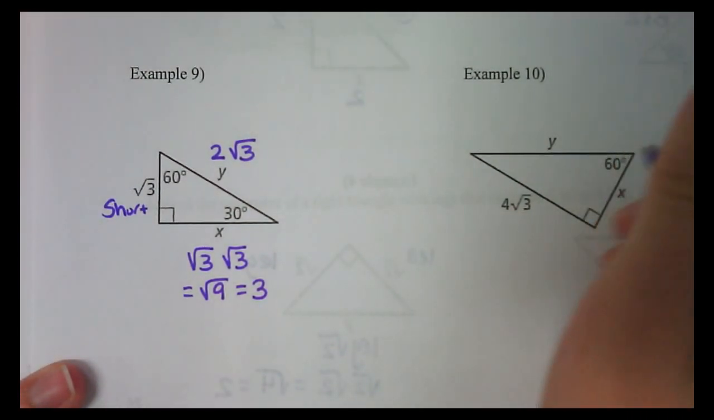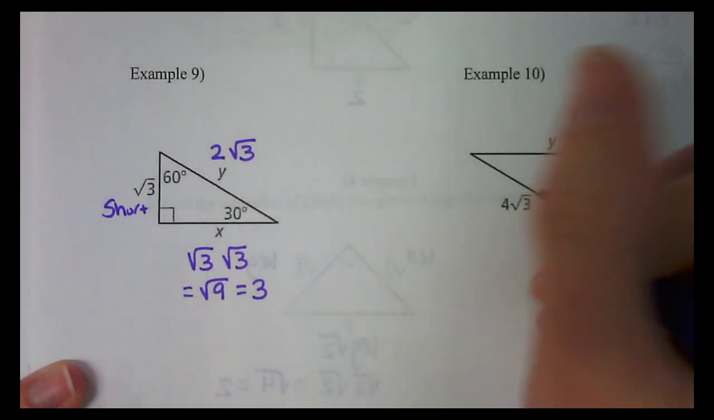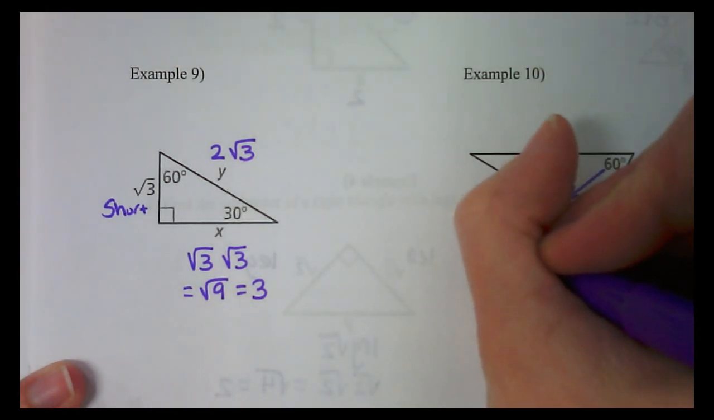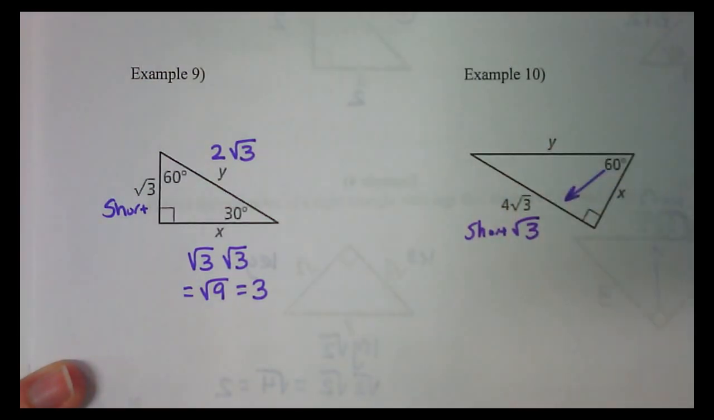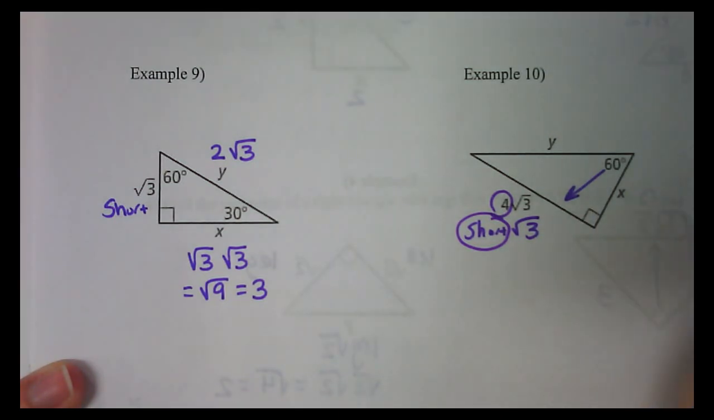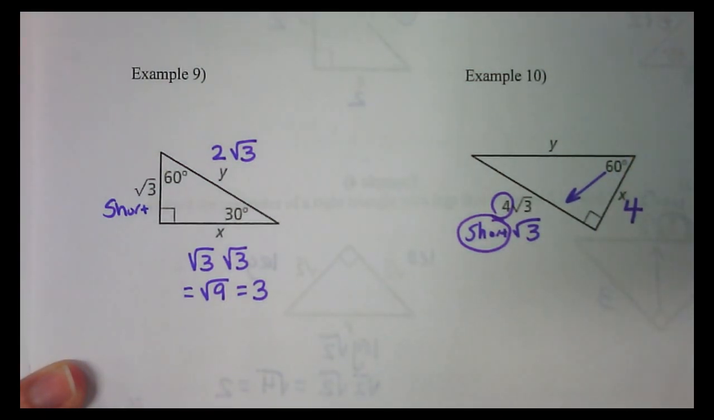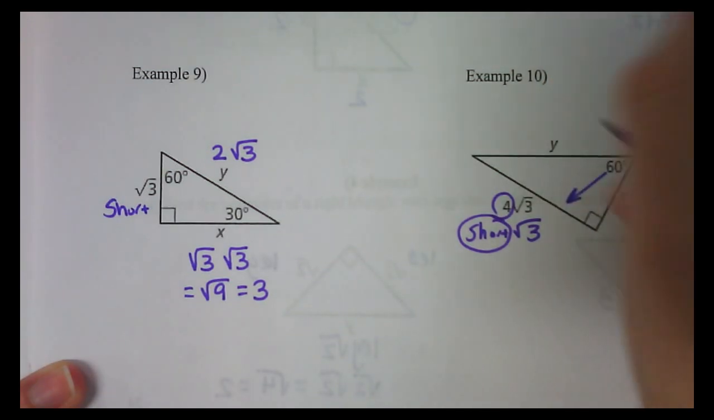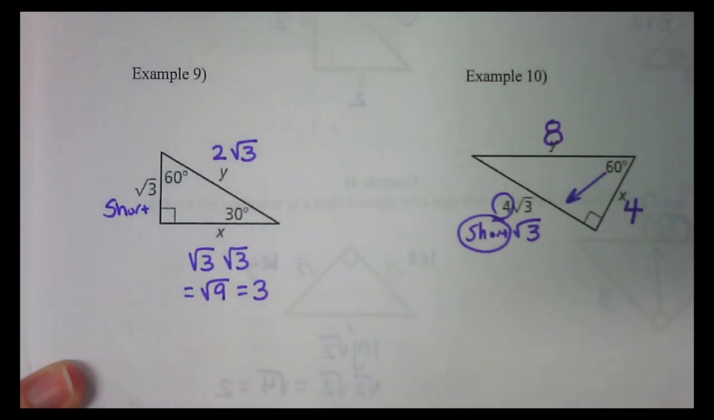Over here, this is across from the 60. Remember, the 60 is the short times the square root of 3. So if the 4 is out in front, the 4 is the short side. And then the hypotenuse is always double the short, so that's going to be 8.